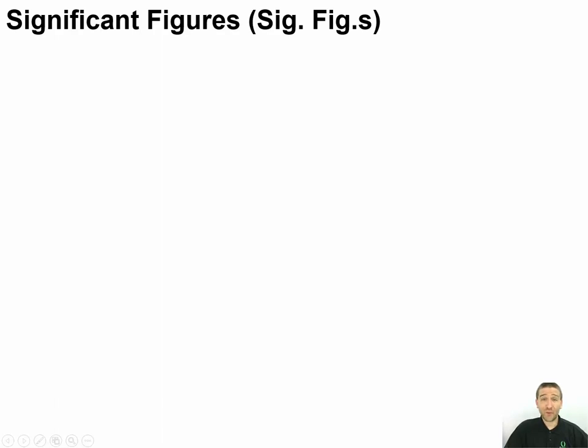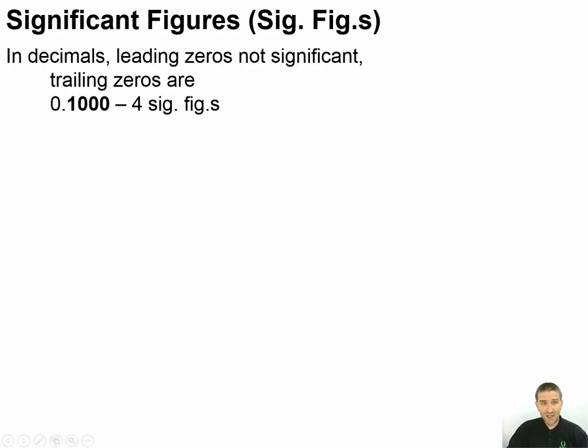Whenever we write a value, we need to communicate how well we actually know that value. The language used to do so is the significant figure. Now, in this example, you see that we have a decimal written that has a leading zero and trailing zeros. Leading zeros are not going to be significant.